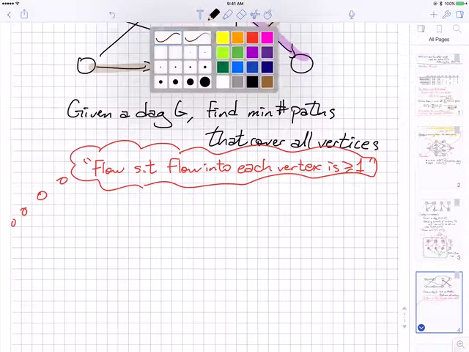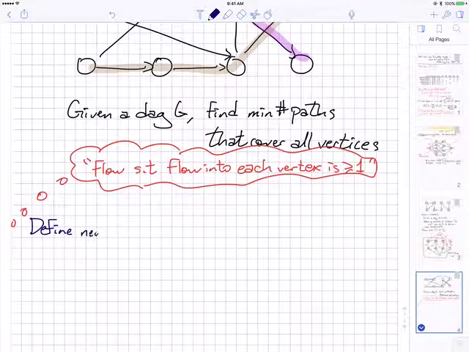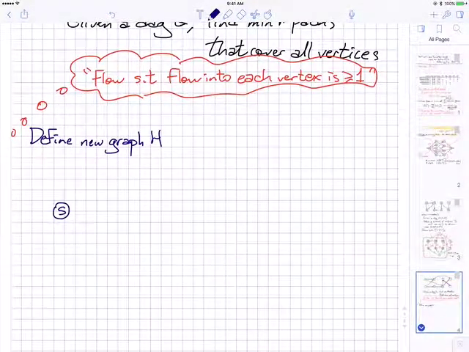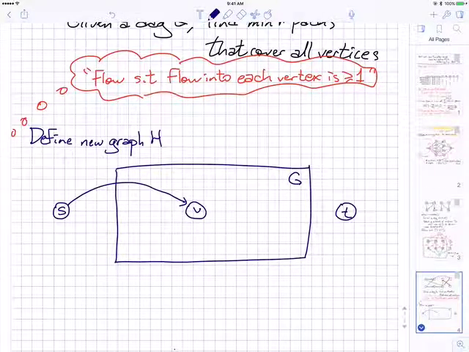Okay, so to solve this problem, I'm going to define a new graph, H. H is going to have a source and a target, and roughly speaking, it's going to have a copy of G in the middle. And S is going to have an edge going to every vertex in G, and an edge coming out of every vertex in G, joining it to the target. So every vertex in the original graph is going to be attached to both S and T. All right, that establishes a global source and a global target.